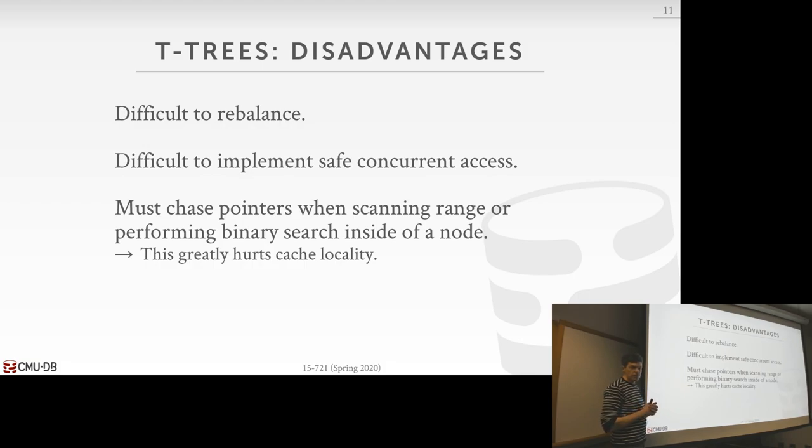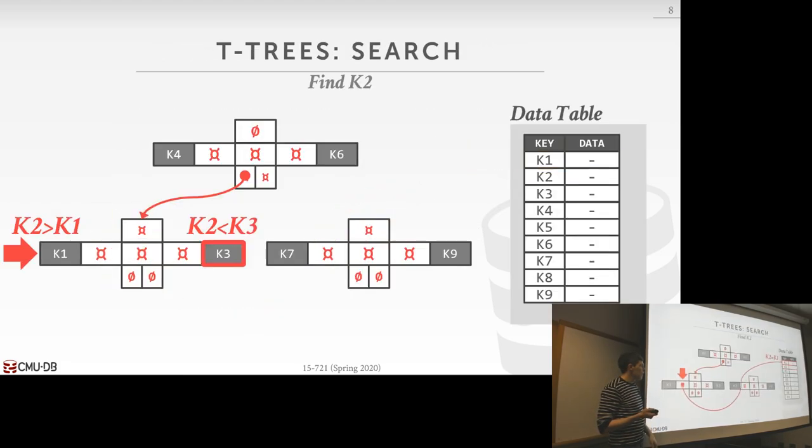Yes? How can it binary search inside a node, since we have to follow the pointer, and then we don't know if they are in order? His question is, how can a binary search actually work here?